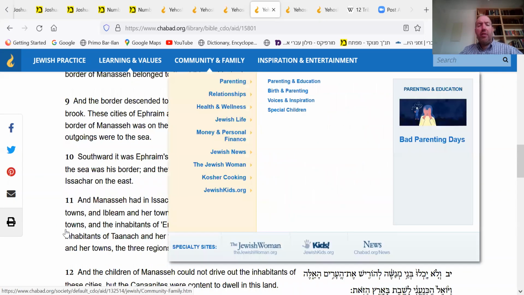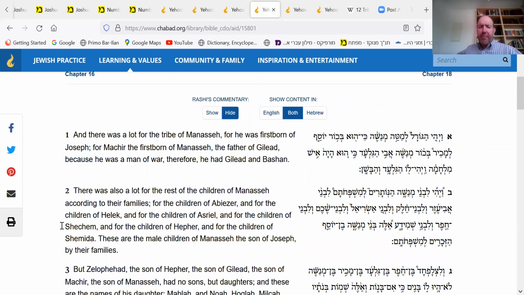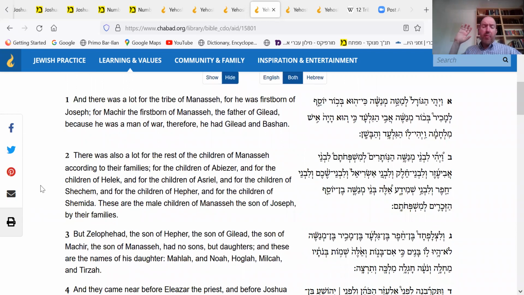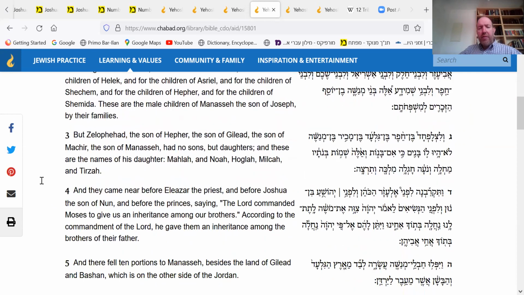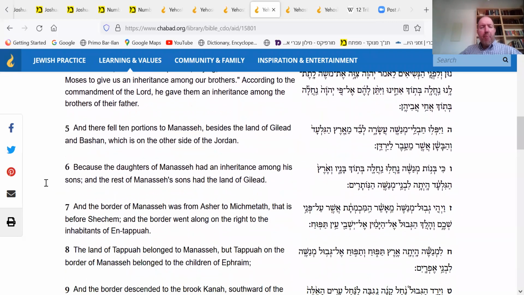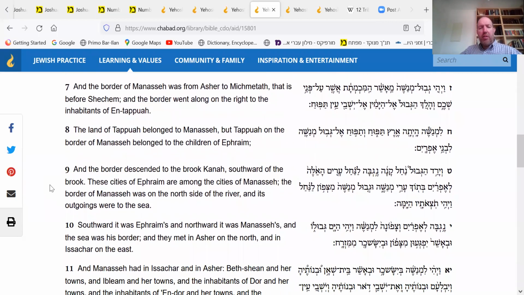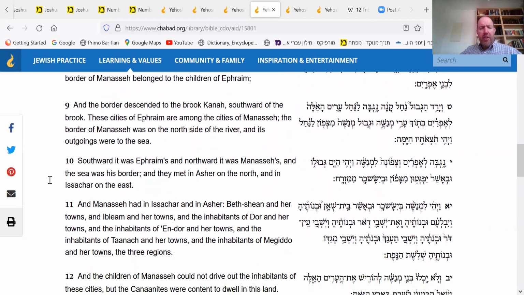The next chapter begins with Menashe and its contours and cities. And there was a lot for the tribe of Menashe, where he was firstborn of Joseph, etc. And we know that Menashe split up and got part to the east of Jordan as the half tribe, and also on the west. The rest of the children of Menashe, according to their families. We have just an elaboration of the places that they had. And after the list of the cities, the land of Tapuach belonged to Menashe, but it bordered with Ephraim, etc.